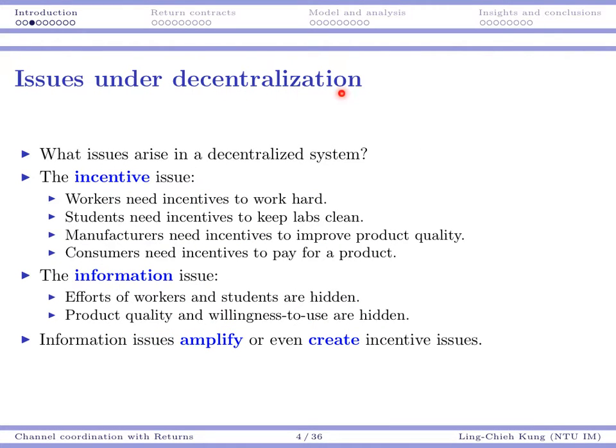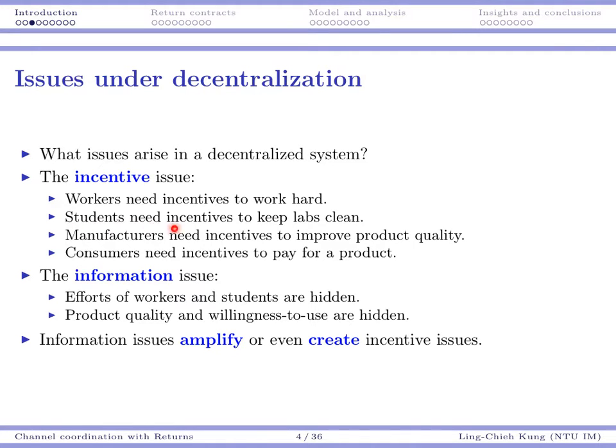Some issues under decentralization are the following. First is the incentive issue. In a decentralized system, people have different objectives, and sometimes the system does not give enough incentives for players to act toward efficiency. For example, workers need incentives to work hard. As a company, we prefer workers to work hard, but workers need incentives to do so.